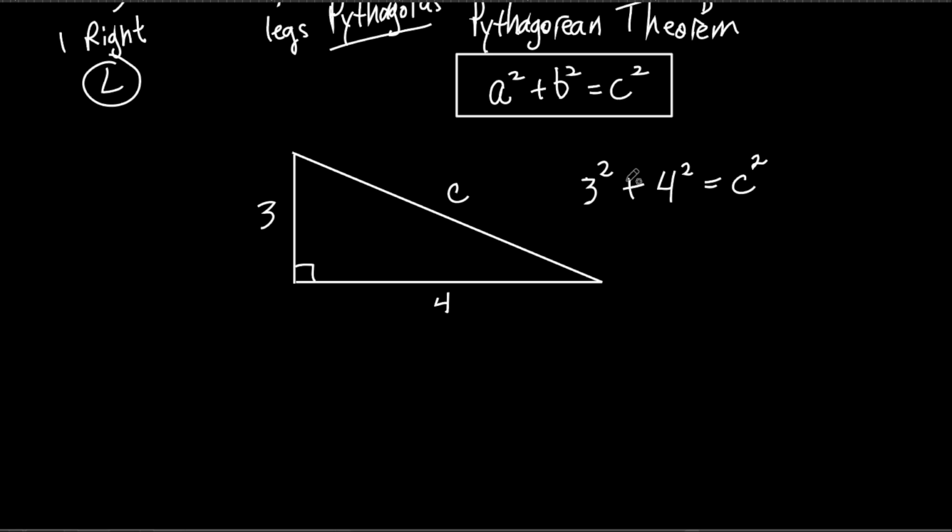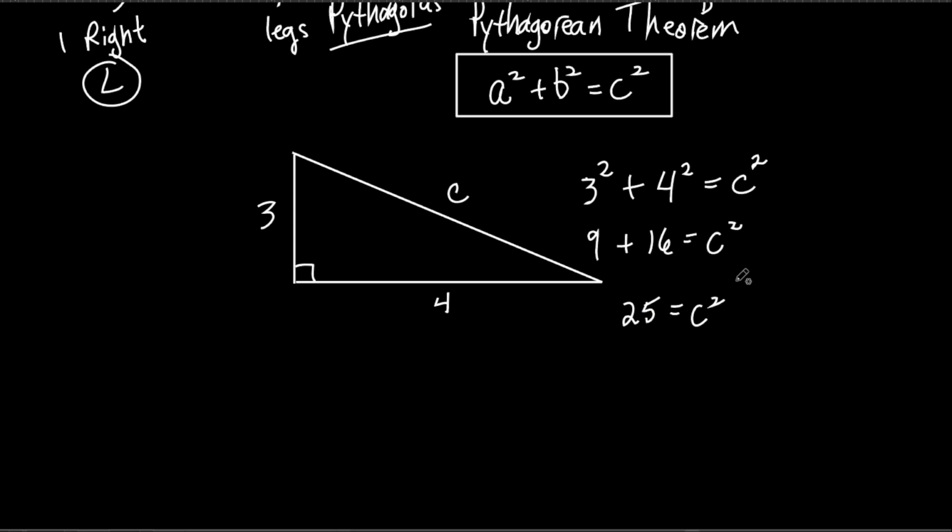Let's do the math. What's 3 squared? 3 times 3. That's 9. Plus 4 squared is 16. And that equals C squared. What's 9 plus 16? It's 25. That equals C squared.